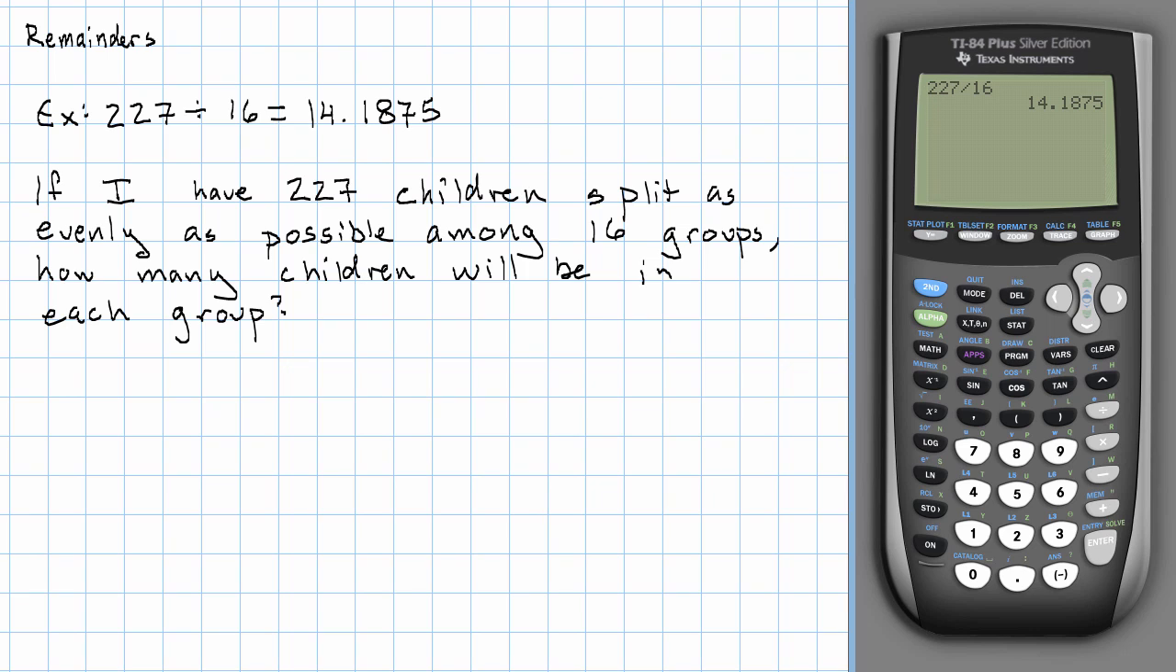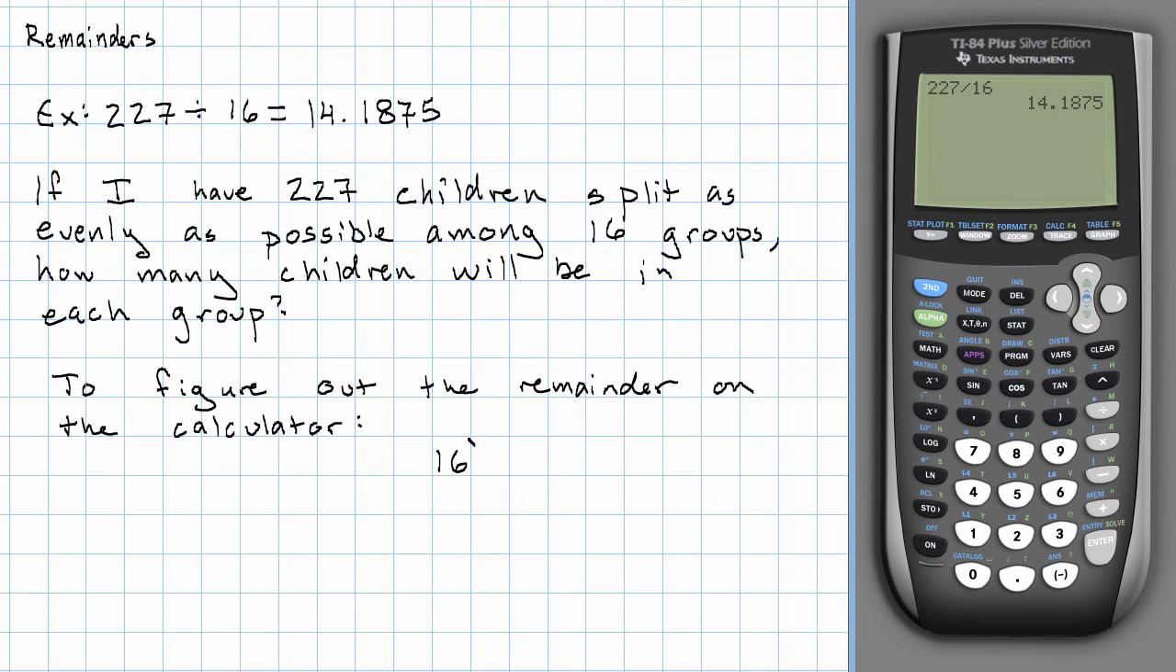The 14 makes sense. It makes sense to have 14 children in a group. But in order to figure out what's left over, I need to think about the remainder. I'm going to use my calculator to find out the remainder. I don't need to go through the whole long division process. I am going to write out the long division bracket because it's going to help me keep track of what I'm doing. If you're comfortable keeping track of what you're doing here in your head, that's fine, but it's easier to see what's going on if we look at the long division bracket.